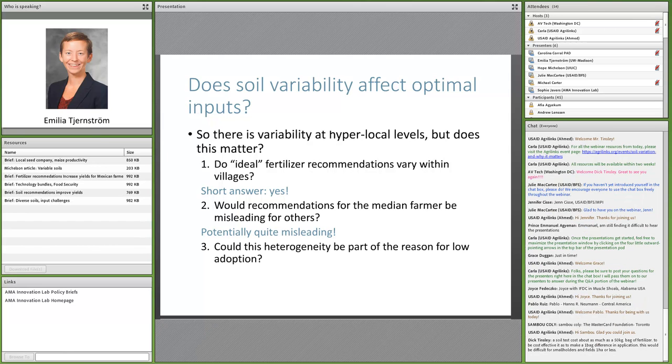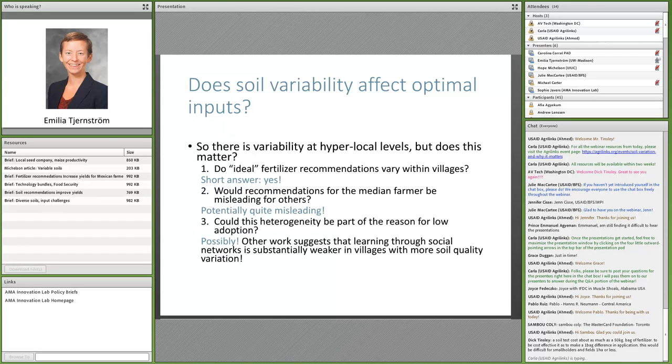And so I have some other work showing that learning through social networks by farmers, basically learning from their neighbors, is substantially weaker in villages with more soil quality variation. Okay, so this is somewhat logical, right? Because when soils vary more, the experience that one farmer has with improved inputs doesn't necessarily provide a good example for other farmers who may have a different soil type, as I showed you earlier.